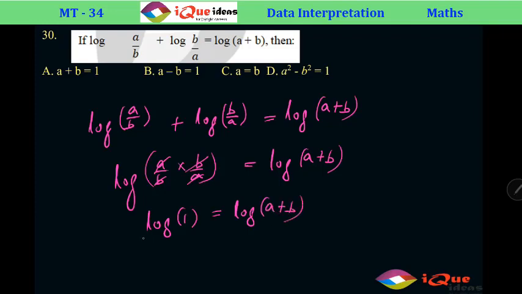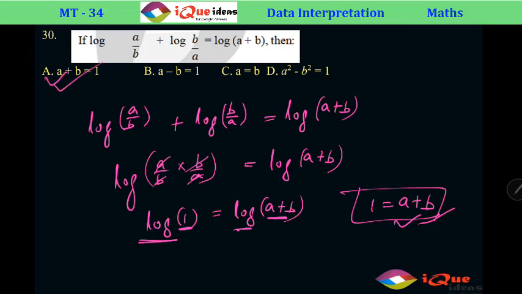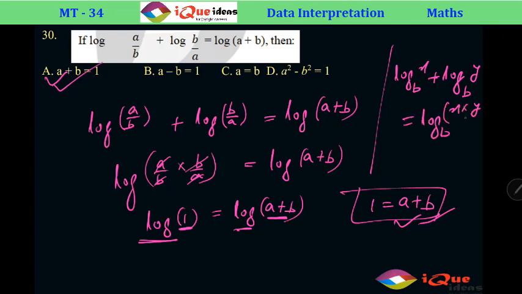Okay, so very clearly, the number inside the log on the left is 1, and on the right it is a plus b, so clearly 1 is equal to a plus b, right? So the answer of this question is a plus b equal to 1, that is the first option. As a simple log question, the rule that we applied: log x to the base b plus log y to the base b is equal to log of x into y to the base b. The condition is the base should be the same. Now here the base was not given. So when the base is not given, we assume that all of them have the same base, that is 10.